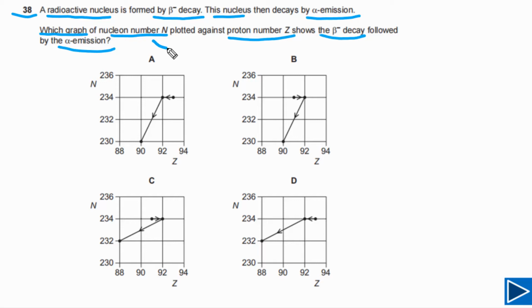So the first thing we need to understand is what nucleon number is. Nucleon number is simply equal to mass number. You can also understand it as the number of particles in the nucleus, or the sum of protons and neutrons in the nucleus. So nucleon number is simply mass number. Proton number is equal to atomic number, which is simply the number of protons in the nucleus.